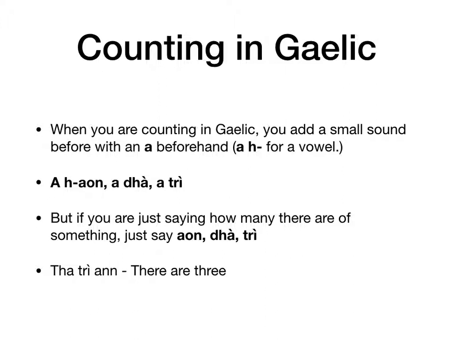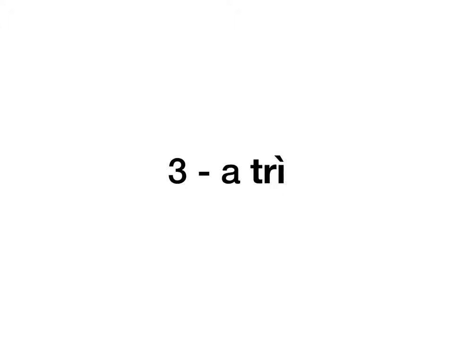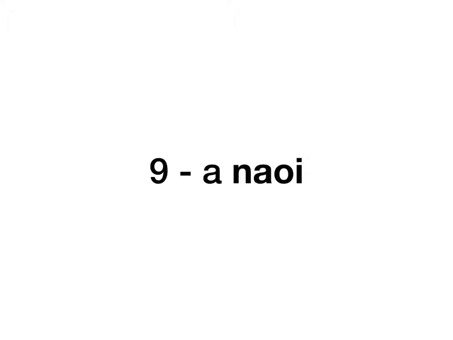So going through the numbers, I'll just go through them again. A h-aon, a dhà, a trì, a ceithir, a còig, a sia, a seachd, a h-ochd, a naoi, a deich. And if you want to see how dhà gets a little bit complicated, please look at the bit from factcore.com there at the bottom. So going through those numbers again.